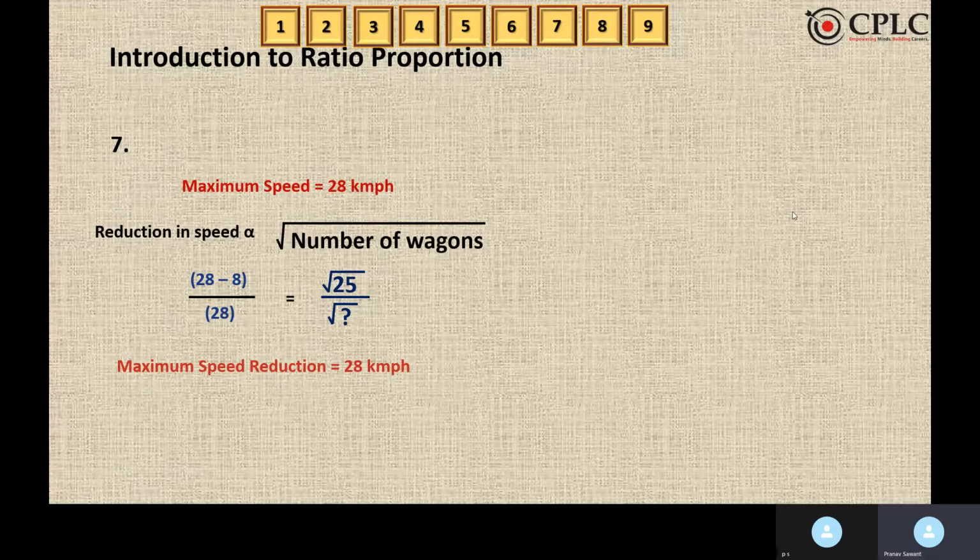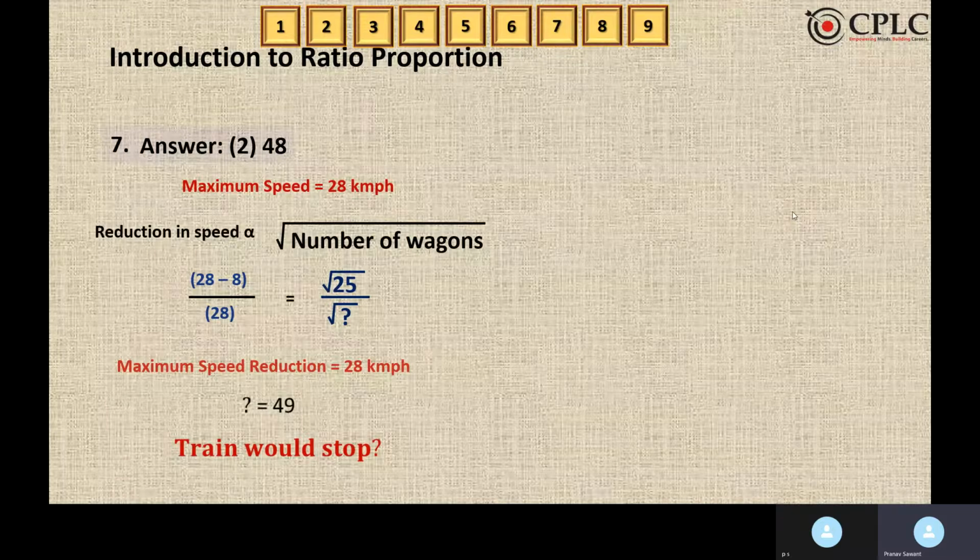So these are the two things that we'll get. Now, after solving this, we'll get the value of the question mark, that is 49. So if we attach 49 wagons, the train would stop. It would not move. This means for the train to move, we have to remove one wagon from it. That means 48 wagons is the answer. So if we have attached 48 wagons, the train will move very slowly, but the speed doesn't matter over here. The train must move.